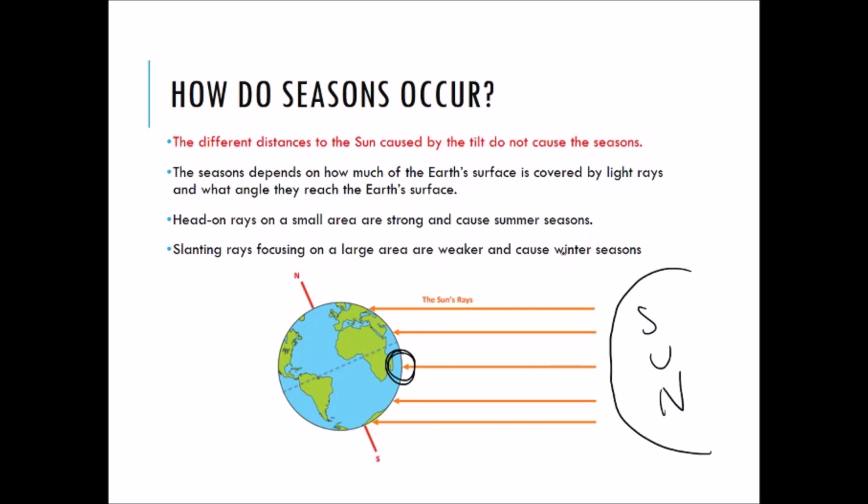So as some parts of the Earth point towards the sun, the amount of sunlight falling on them is more concentrated. So obviously, this area would be more concentrated than maybe up here. So these parts experience summer, as I've said. Other parts of Earth are pointed away from the sun. In these regions, the sunlight is spread over a larger area, and this results in lower temperatures and winter.